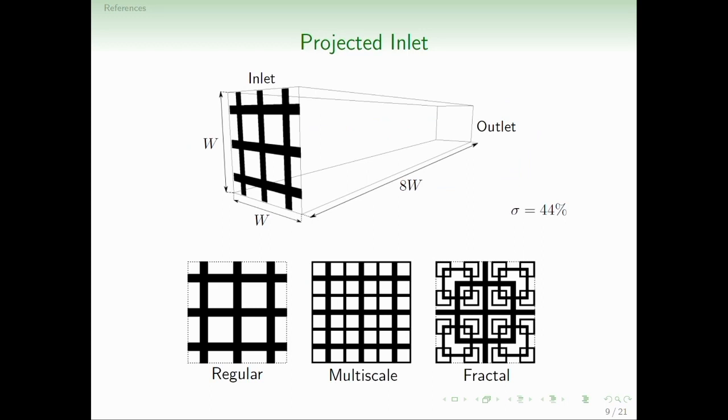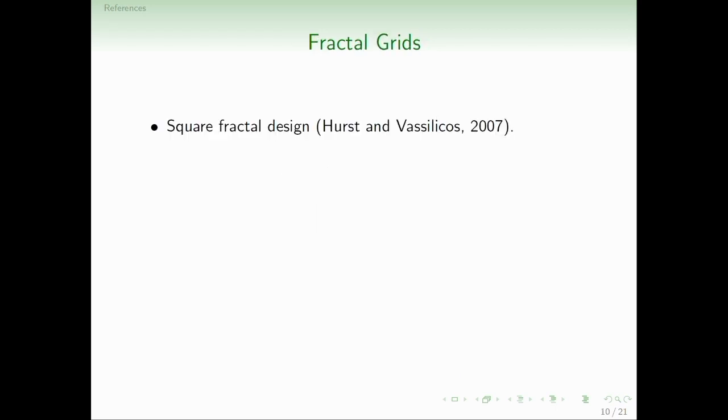We can also look to wind tunnel experiments, which have utilised multi-scale and fractal geometries as well. And we can compare using the same solidity across the grids of 44% and the same inlet velocity. We can try and gauge which grid might be better if you're trying to design a grid turbulence experiment or a simulation. And the fractal design really boomed about 10 years ago.